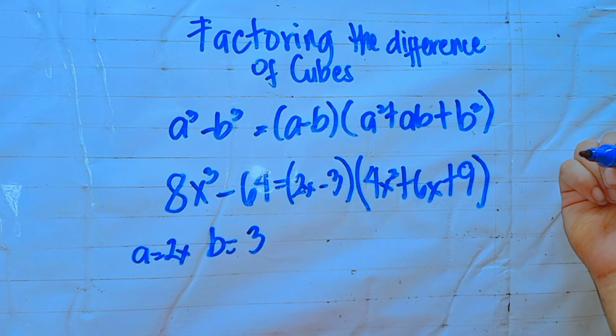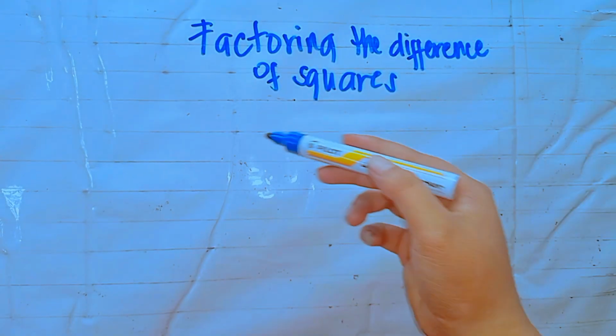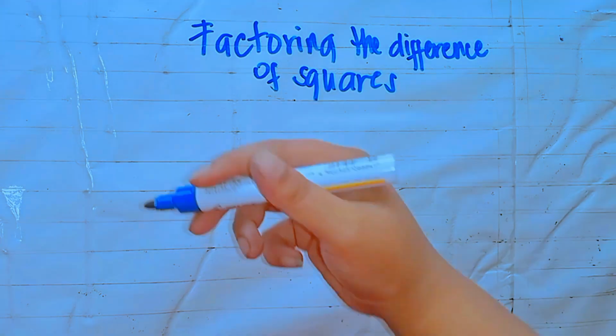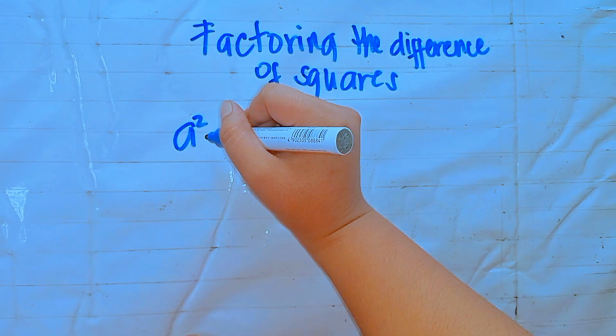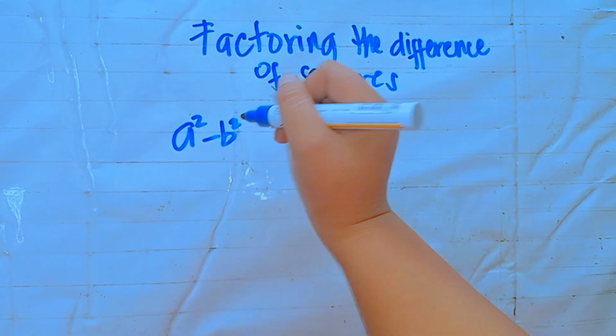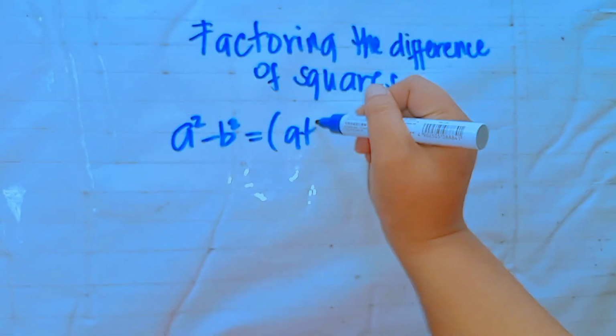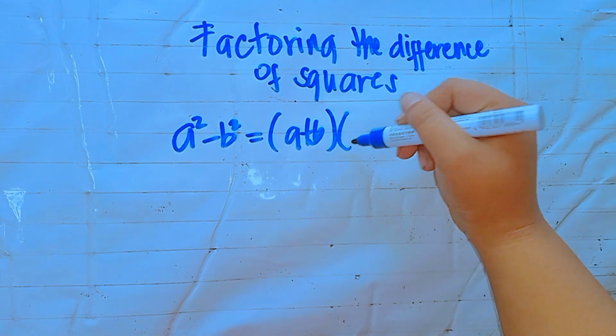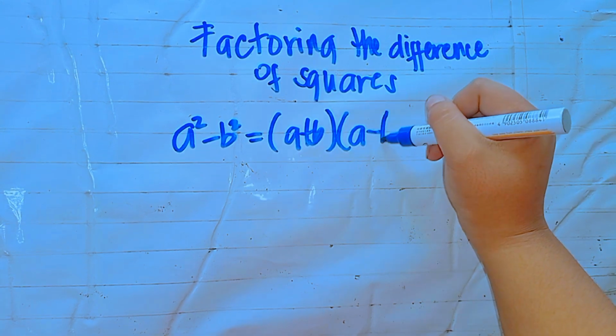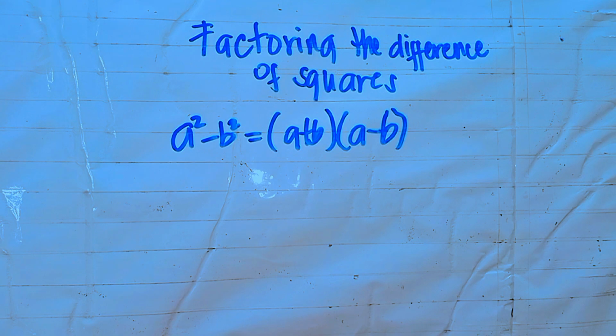Next is factoring the difference of squares. You have the formula of a squared minus b squared is equal to (a plus b) multiplied by (a minus b).